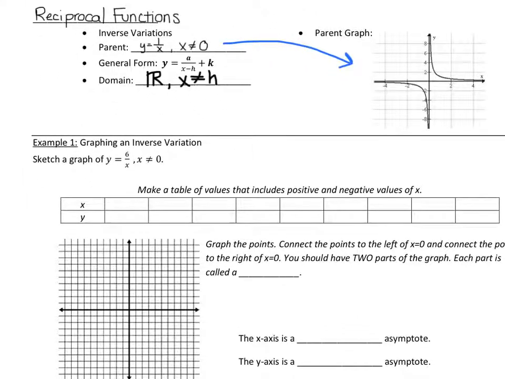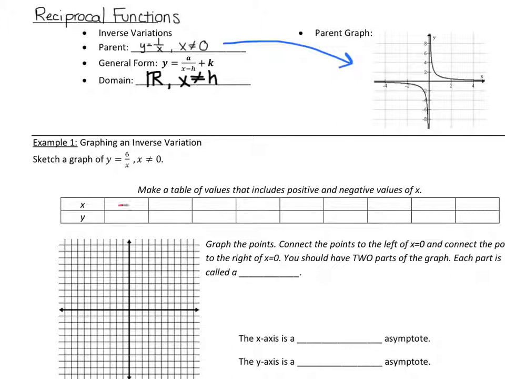Let's see. So we're going to start by graphing an inverse variation, which is a reciprocal function. And the one that we are going to graph is y equals 6 over x. The difference between the parent function and this one is that the 1 is turned into a 6. When you graph these, you need to make sure and graph positive and negative values of x. So it says make a table of values that includes positive and negative values of x.